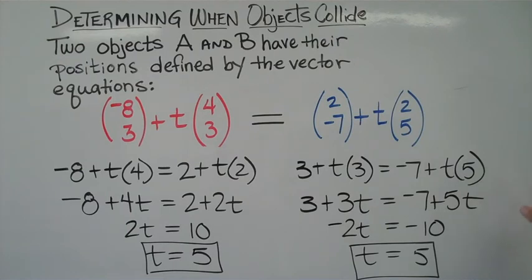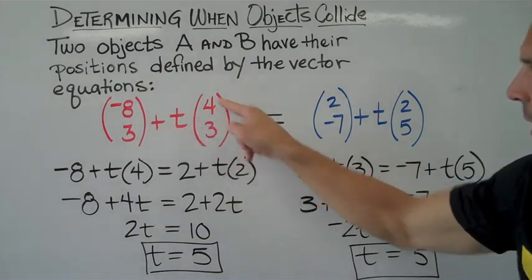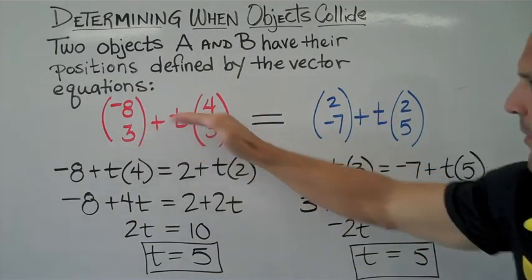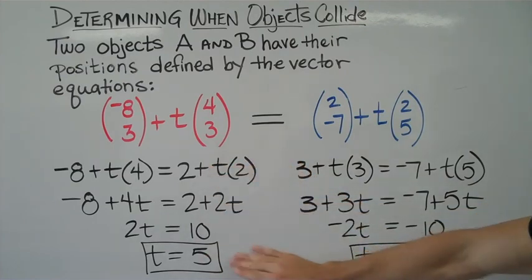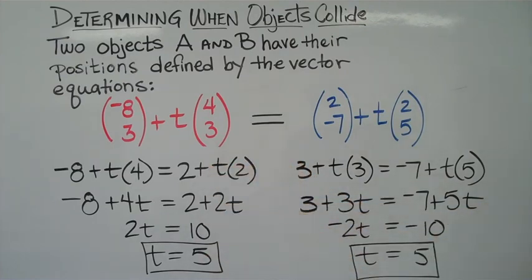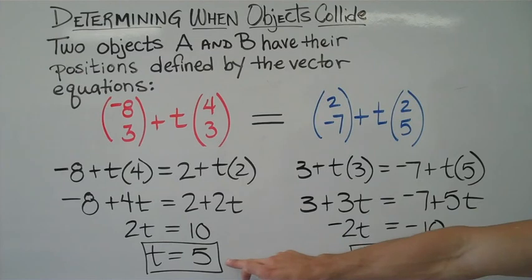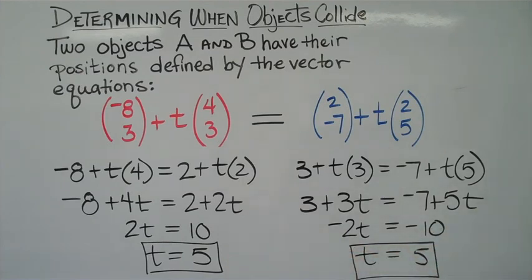When I get all the t's on one side and all the numbers on the other, I get t equals 5 seconds. We can interpret this, when we set the top equal to the top and the bottom equal to the bottom, as: yes, the x component is in the same place at the same time as the y component is in the same place at the same time. Therefore, the two objects do collide. But these have to match up in order for them to collide.